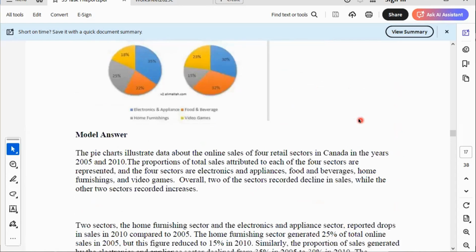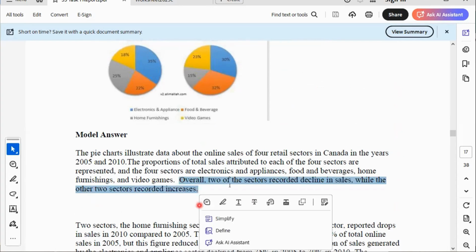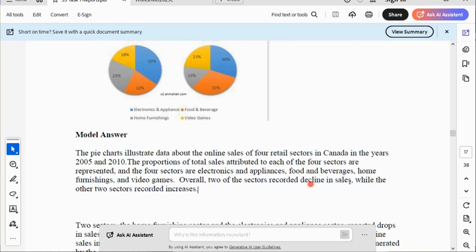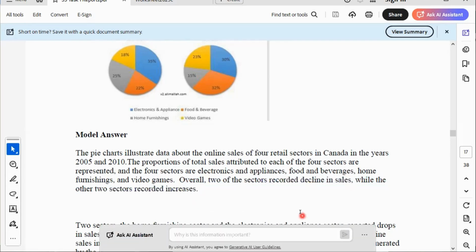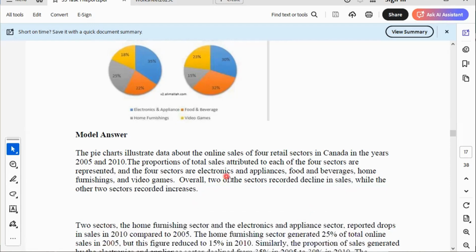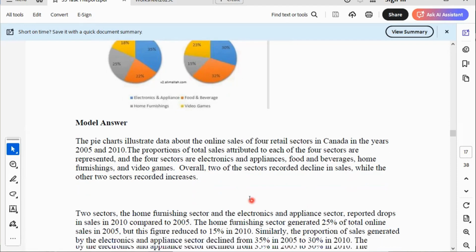After your introduction, you write your overview. Look at this one overview here. Overall, 2 of the sectors recorded decline in sales. So for the overview, you look for the categories that reduced, categories that increased. Report them in one sentence. In writing your overview, do not quote percentage figures. Don't write things like 3%, 10% in the overview. All those percentage figures should be written in the main body.